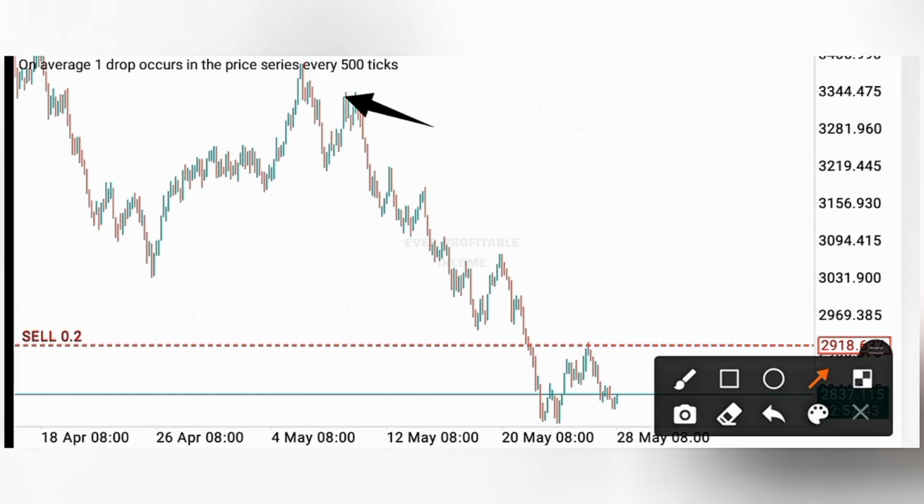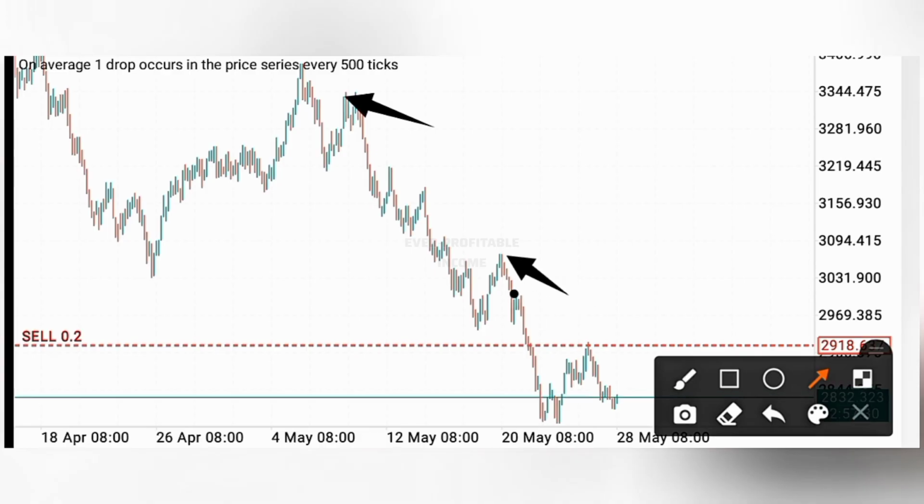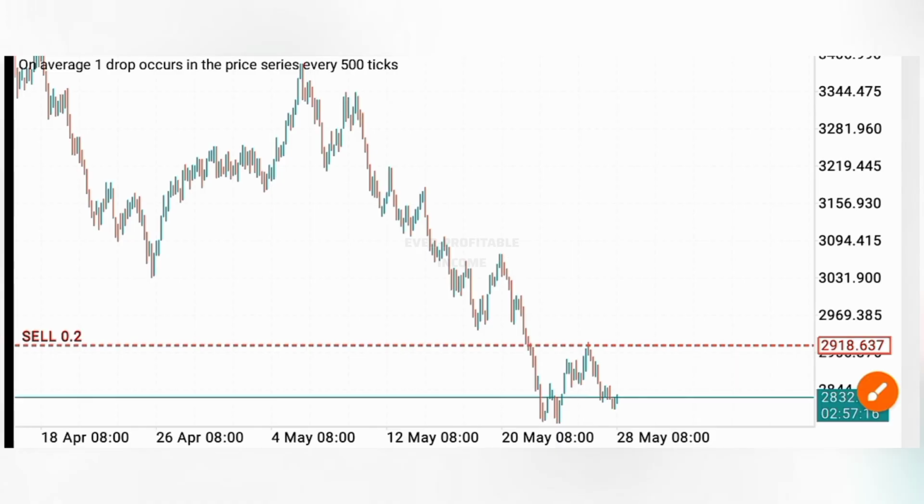So you have to look out for swing highs that have a high number of candlesticks connected to them. Like this one, you can see it has a high number of candlesticks connected to it. So you connect two swing points, then you wait for the third touch.